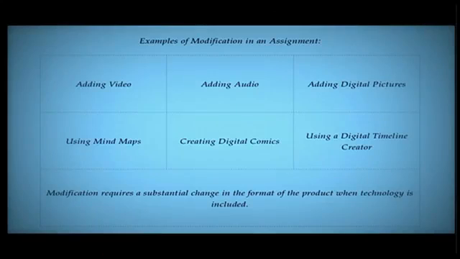Real quick, here are some examples of things that you can modify in an assignment: adding video, audio, digital pictures, using mind maps, making a digital comic, using a digital timeline creator. They're all online. Modification requires a substantial change in the format of the product when technology is included. So when you're adding video, that's really hard to do in a book report unless you're using some technology. Substitution, augmentation, modification, redefinition. That's the SAMR model.